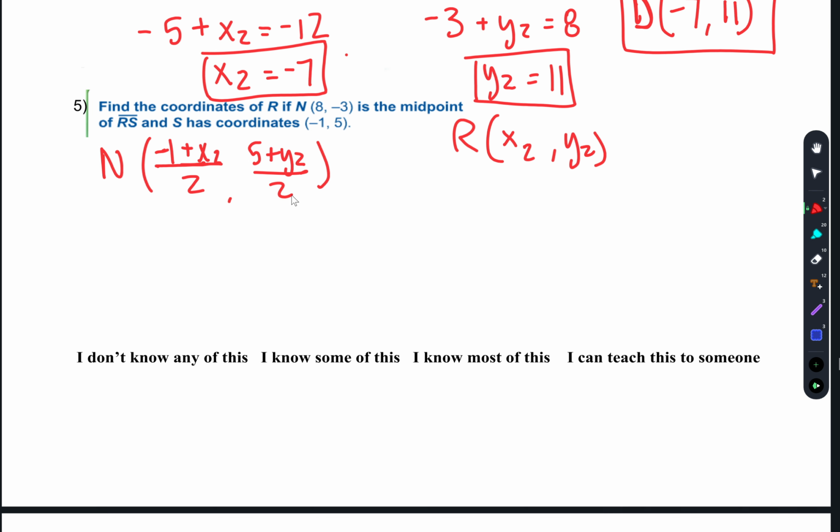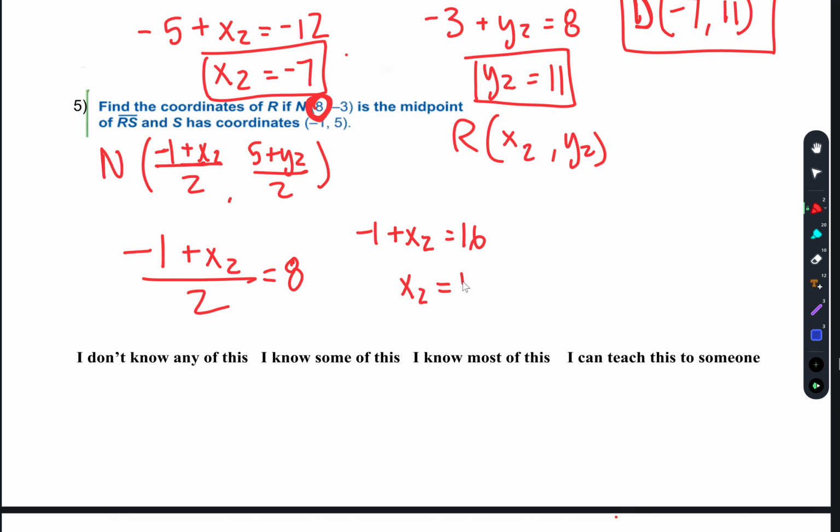Okay, now I need each piece. What am I setting this side, my X values, equal to? Yeah, 8, the X value of my midpoint. It always equals the midpoint, right? So -1 plus X2 over 2 equals 8. This should give me -1 plus X2 equals 16, or X2 equals 17.